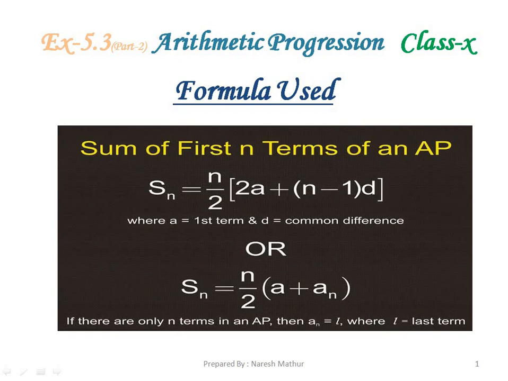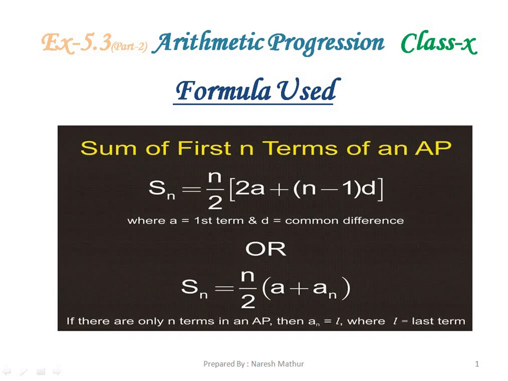Hello all, in this video we continue the previous exercise, exercise 5.3 of arithmetic progression. Let me remind you, in this exercise we are going to use the formula of Sn, that is the sum of the first n terms of an AP. We have two different formulas. Both are the same, but we can use them in different ways. Sn equals n by 2 times (2a plus (n minus 1)d), or we can write n by 2 times (a plus an), where an is the last term or nth term.